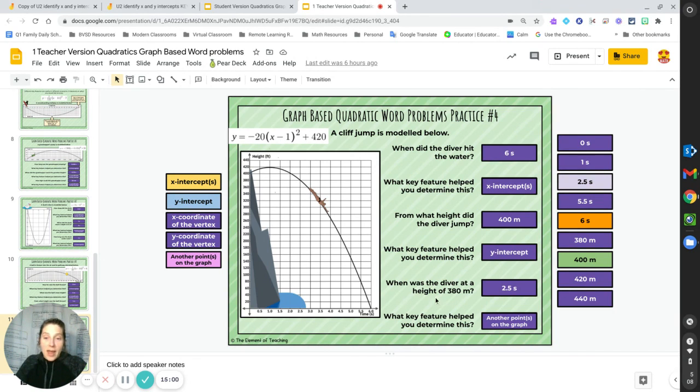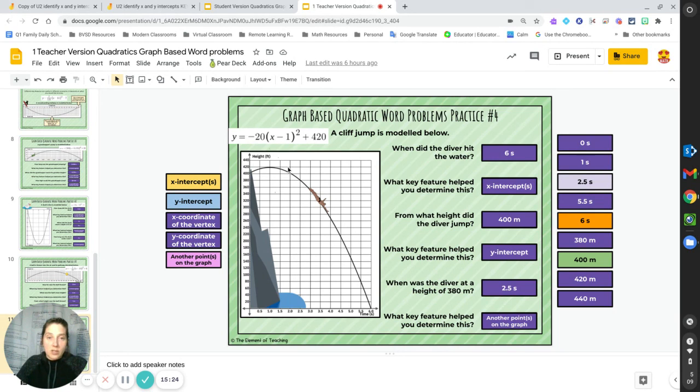When was the diver at a height of 380 feet? So we have to find 380 feet here, which is right here. And if we follow that over, when does that happen? You can scroll down here. That happened at 2.5 seconds, which is what we have right here. What key feature helped us determine that? It was just another point on the graph.